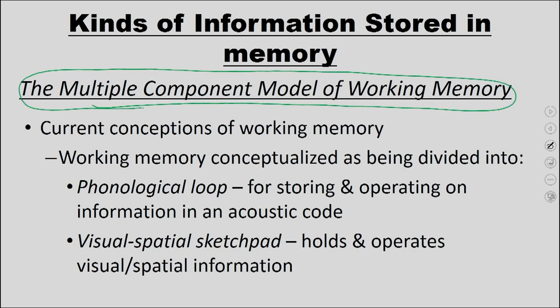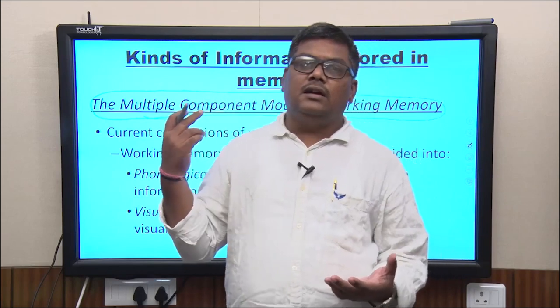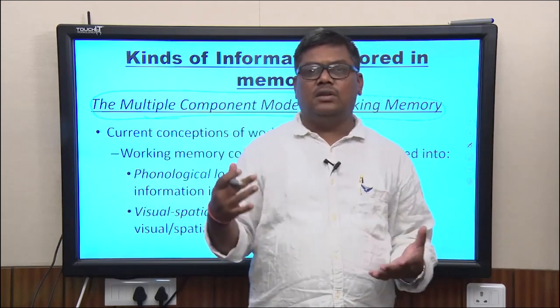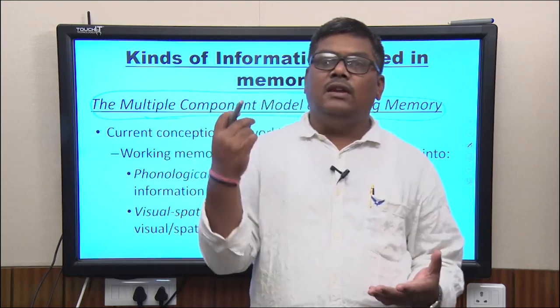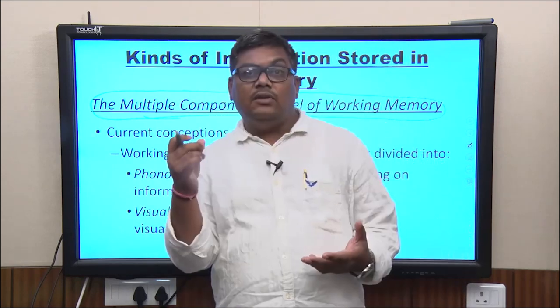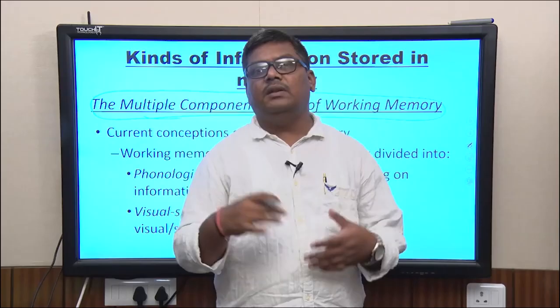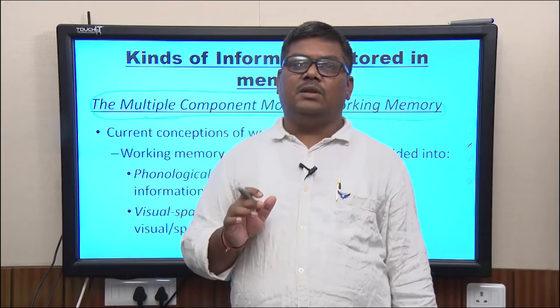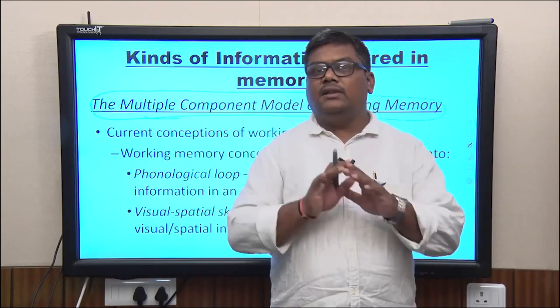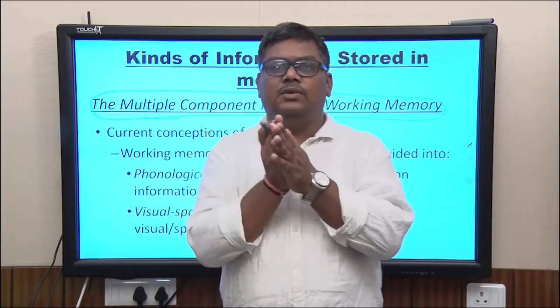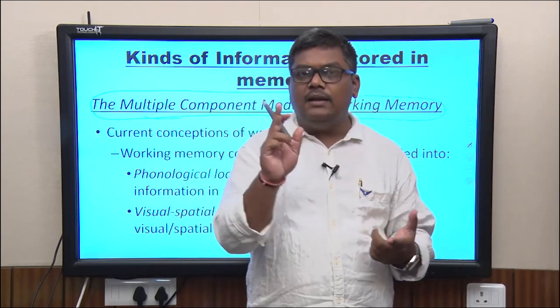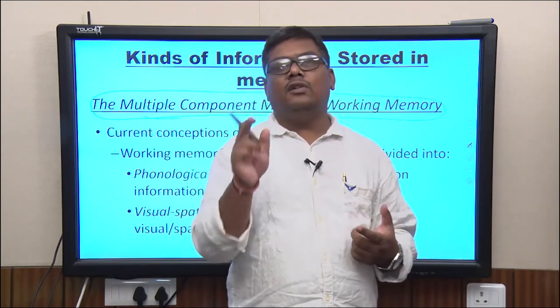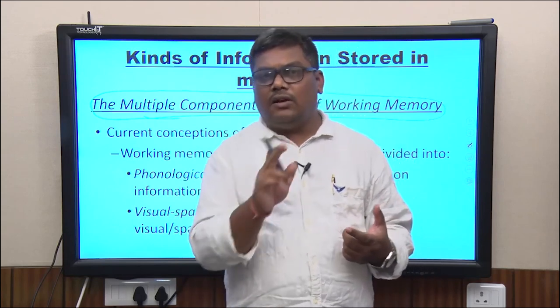The short term store has different representations. It has the icon for visual information, the echo for auditory information, and similarly other encoding types for different kinds of information from different sensors. How does the short term store tackle this kind of information? The Atkinson and Shiffrin model believed that all information, once it enters the short term store, is stored in just one basic format, which is called the phonological format, the auditory format.